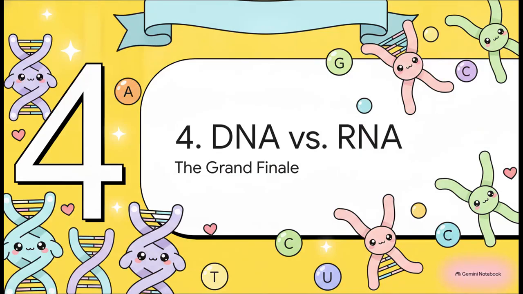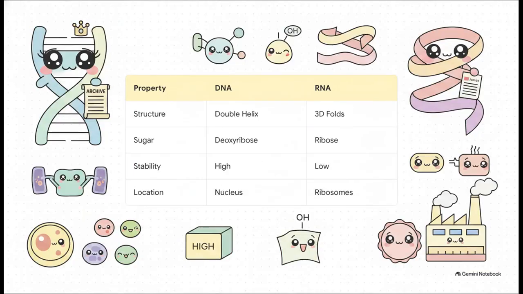Section 4. Comparing DNA versus RNA. And this brilliantly illustrates exactly why life relies on both of these molecules to survive. Let's look at them side by side. Starting with the primary structure, DNA is a rigid, double-stranded double helix. RNA is typically single-stranded, eagerly folding into complex 3D shapes.